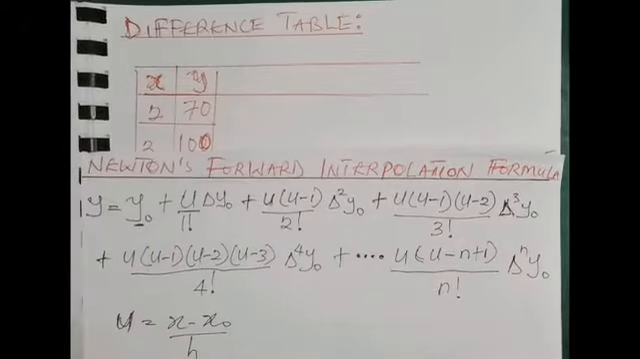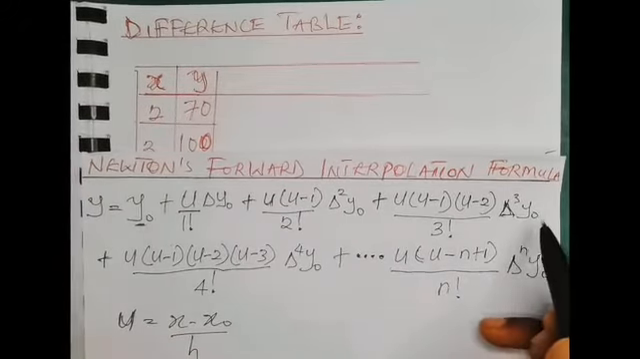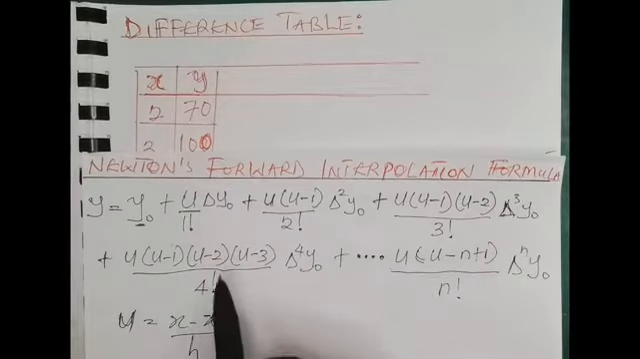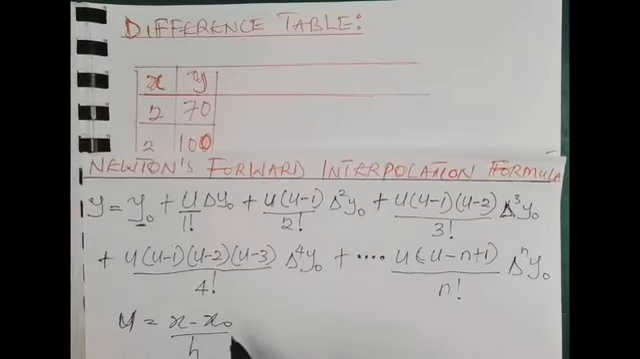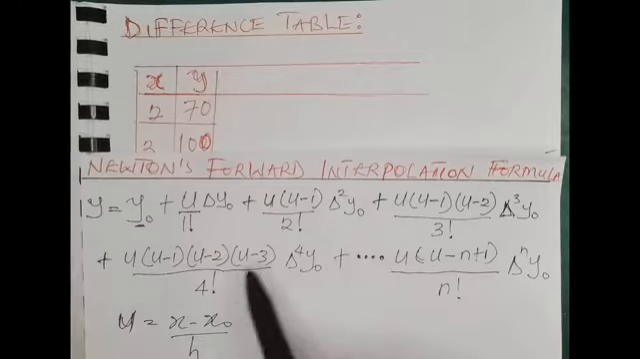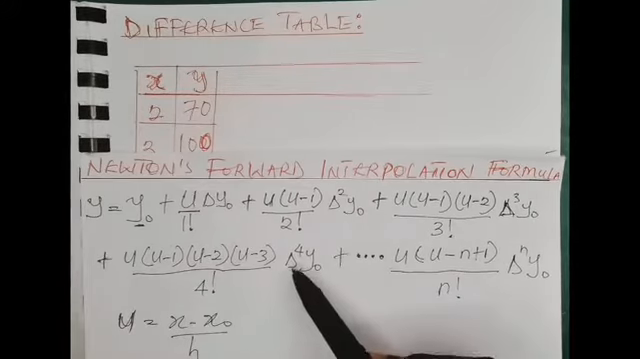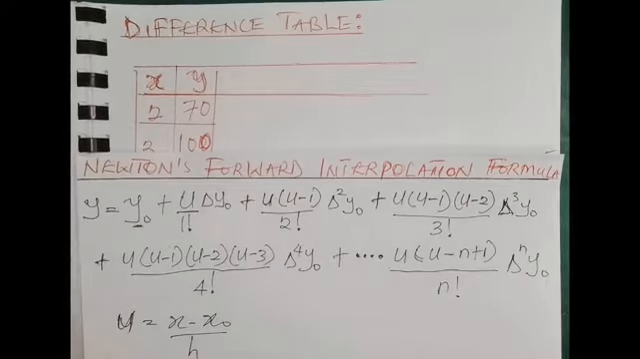Okay, if the difference stops at delta cube y naught, then we end our formula here. If the difference stops at delta fourth y naught, then we end our formula here. If it stops at delta fifth y naught, then it means we have to extend this formula by attaching here (u minus 4) all over 5 factorial multiplies delta 5 y naught. So it continues like that.